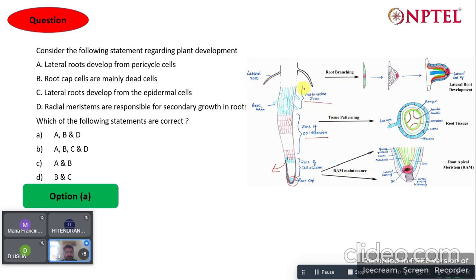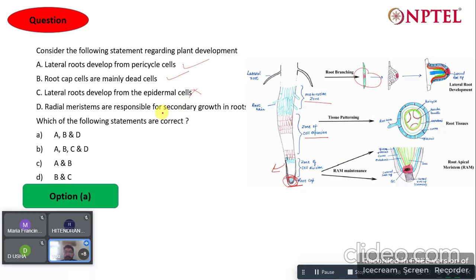Roots basically arise from the maturation zone only, and it originates from the pericycle cells, not the epidermal cells. So the statement in option C is wrong, and the option A statement is correct. Followed by the root cap cells. Root cap cells are already dead or differentiated cells, so they don't have any living cells, or cells that are actively dividing. So option B is correct.